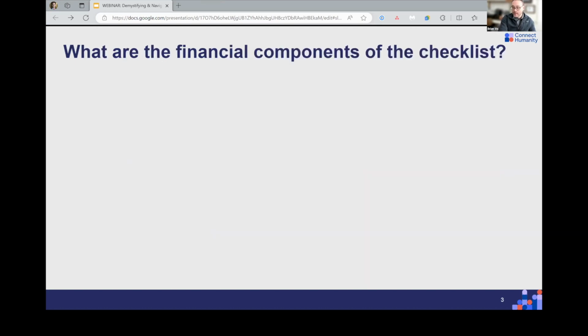So what are the financial components of the checklist? And I think more importantly, how do they relate together? In a lot of these, I'll reference the specific rows in case it's helpful. So first chunk is revenue.